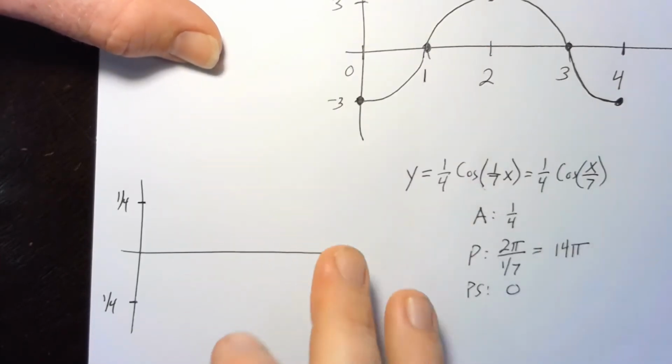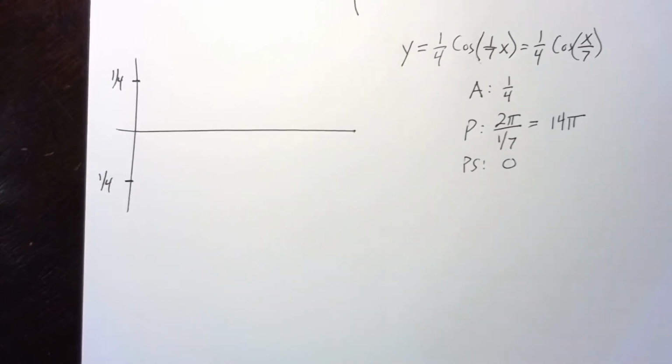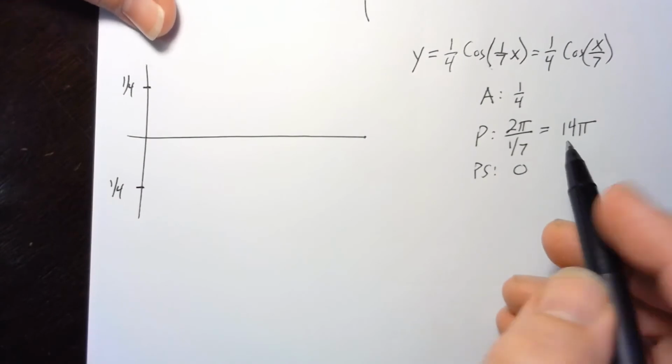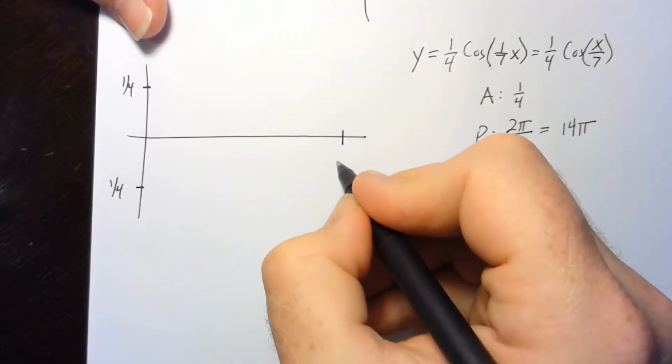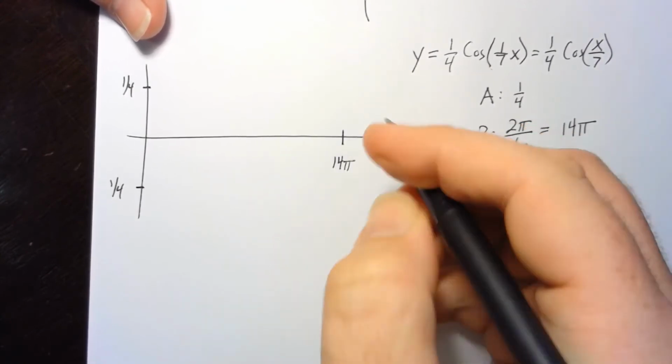But that's only in reference to if I had to see them both on the same axes. If I don't have to see them both on the same axes, then I'm not going to worry about plotting all the extra points. I'm going to plot only the points I need. So if I plot the points I need for this one, my period is 14 pi. So that's my last value that I'm working with, is 14 pi.